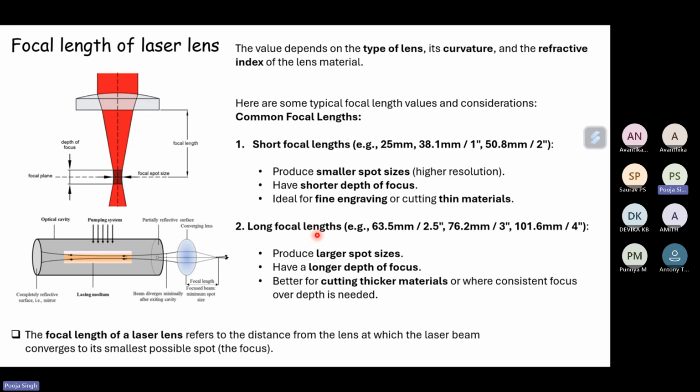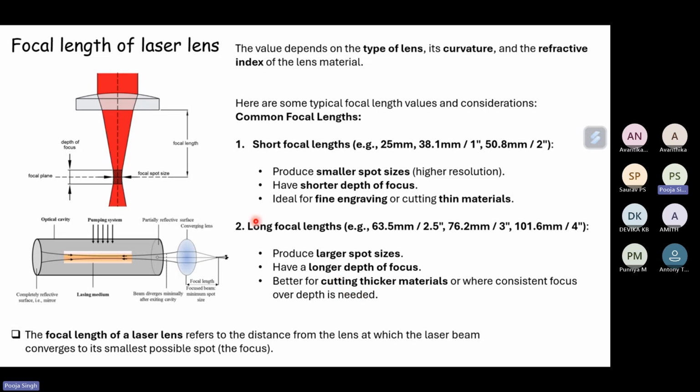Now a long focal length has a wider distance, you can see 63.5 and 76.2 millimeter. It produces a larger spot size and has a longer depth of focus. What is depth of focus? We will do it in the next slide. It is better for cutting thicker material, where a longer depth is needed. If you have to cut very fine structures, then you should use a short focal length, but if you have to cut thicker material, then you can use a long focal length.